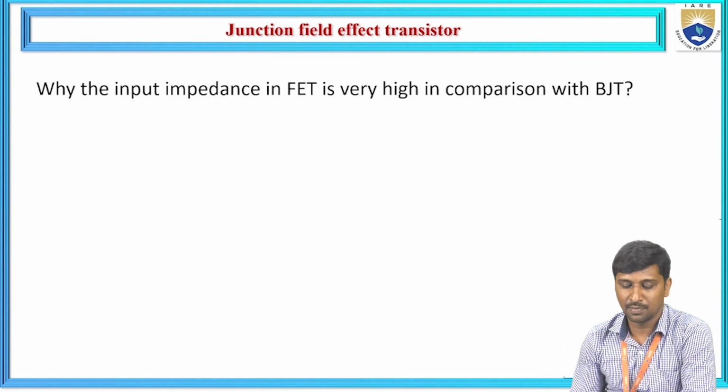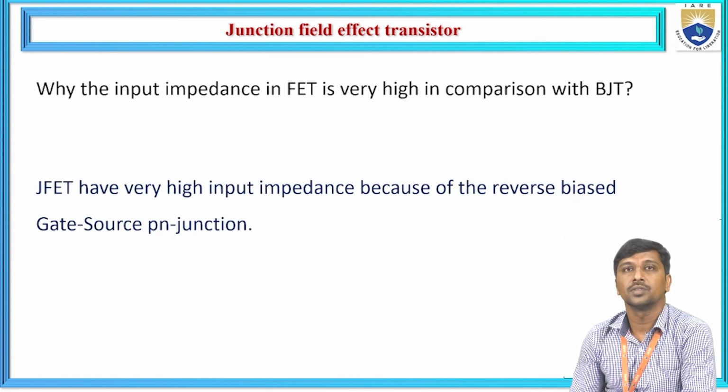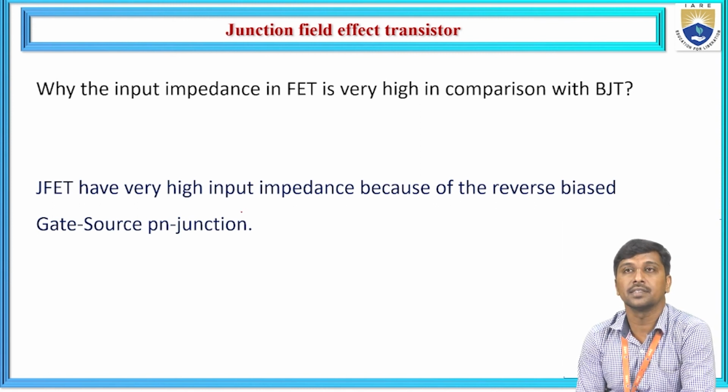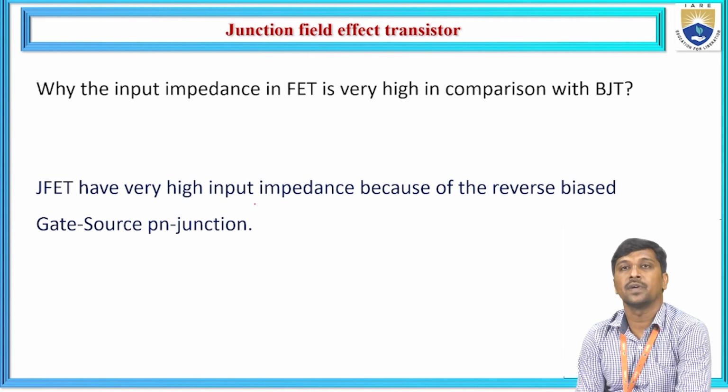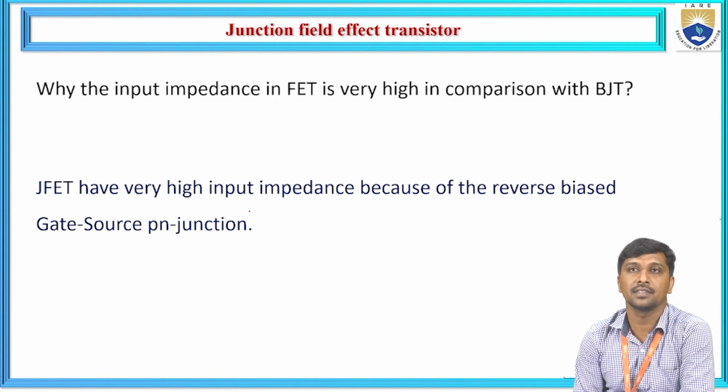Why is the input impedance of a FET very high in comparison with the BJT? We know that in a JFET the input junction should be reverse biased. Whenever a PN junction is reverse biased, it offers very high input impedance. But in the case of a bipolar junction transistor, the input junction should be forward biased and it offers very small impedance.